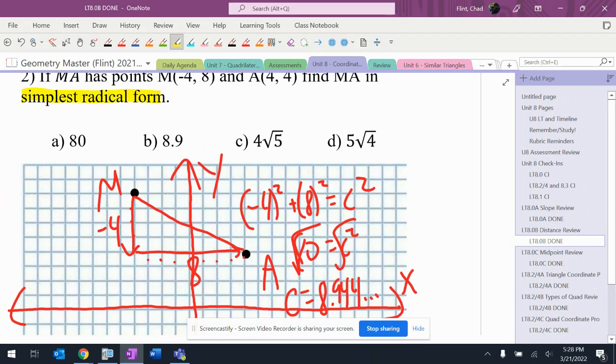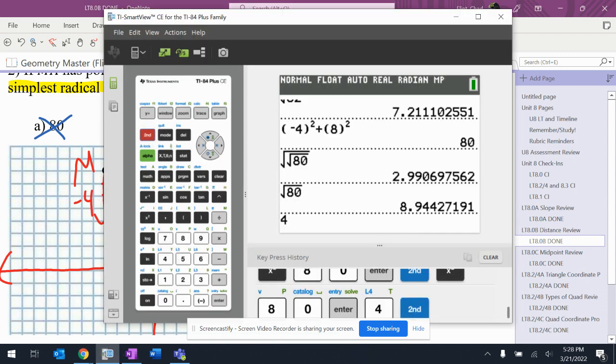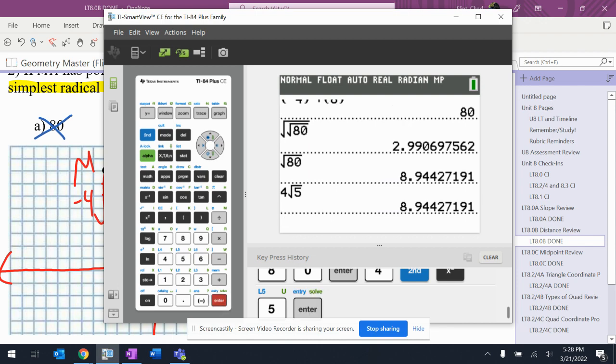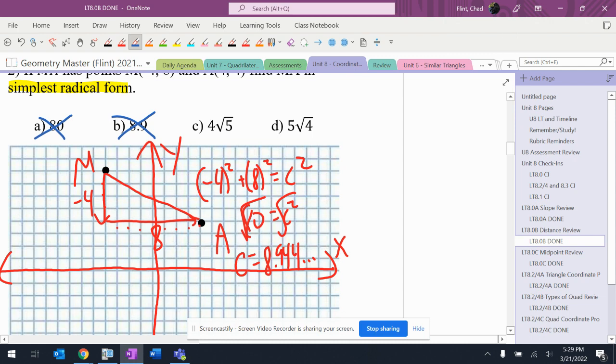All right. The chances that we get this, it's just not high. So if it says simplest radical form, it's not this. It's not this. It's whatever square root of 80 in simplest radical form is. I don't want to do simplest radical form. I've got choices. 4 square root 5. Okay, same thing. 5 square root 4. Not the same thing. All right. So it's 4 square root of 5.